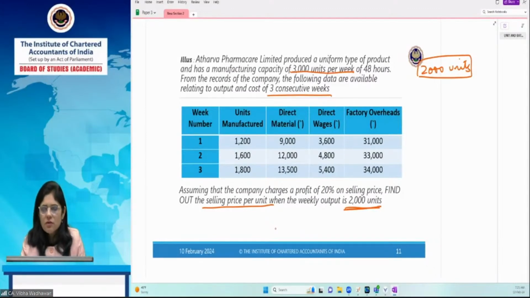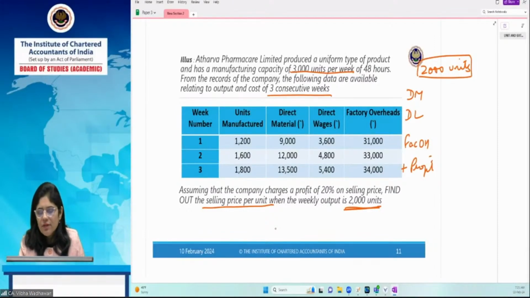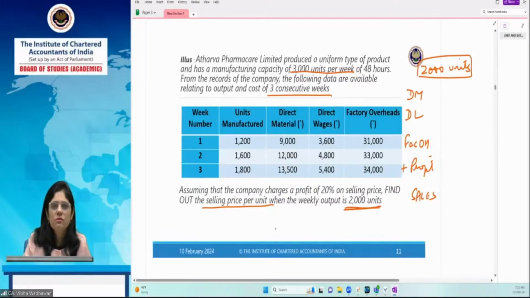Clear? So what exactly we want? We have to calculate the selling price. So the costing is there. So it must be direct material, direct labor, and then factory overheads. Clear? So that means there are 3 elements of cost to calculate the costing. And then we will add the profit. And then we'll get the sales. So this is what we are supposed to do. Clear? We have to calculate the selling price for 2,000 units if we produce.